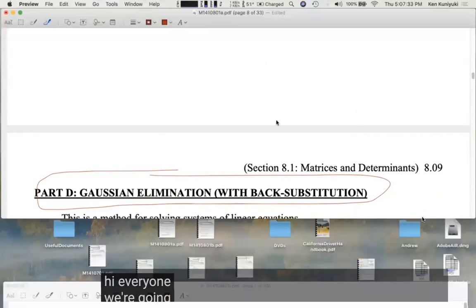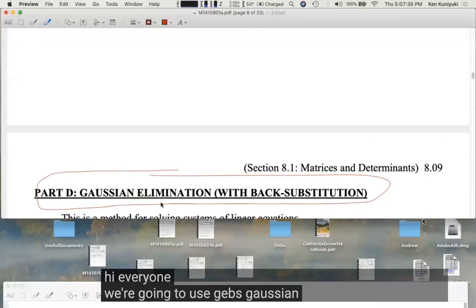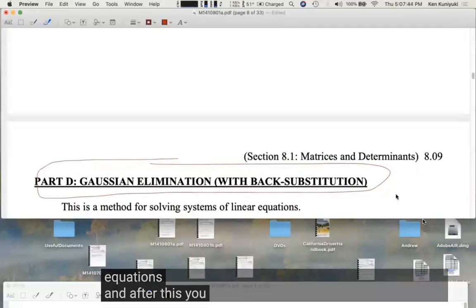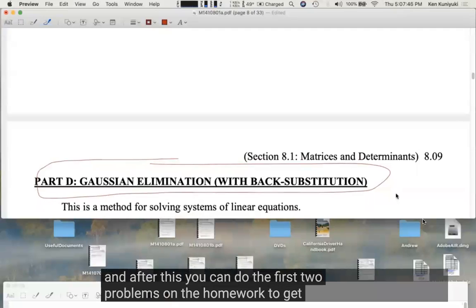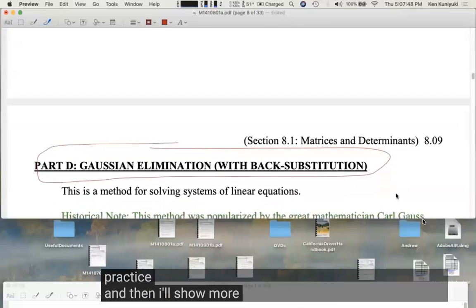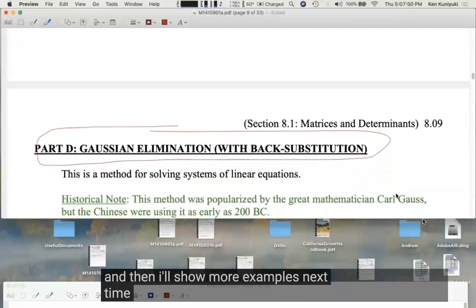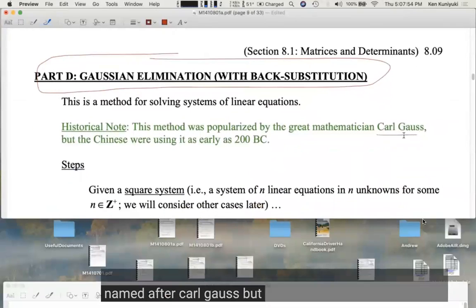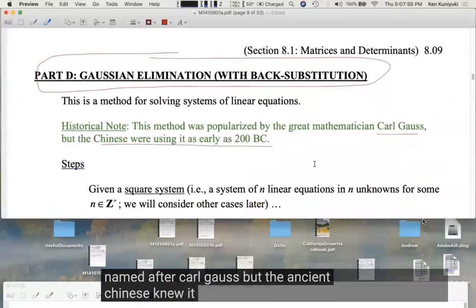Hi, everyone. We're going to use GEBS, Gaussian elimination with back substitution. GEBS is my term, in order to solve systems of linear equations. After this, you can do the first 2 problems on the homework to get some practice, and then I'll show more examples next time. Named after Carl Gauss, but the ancient Chinese knew it.